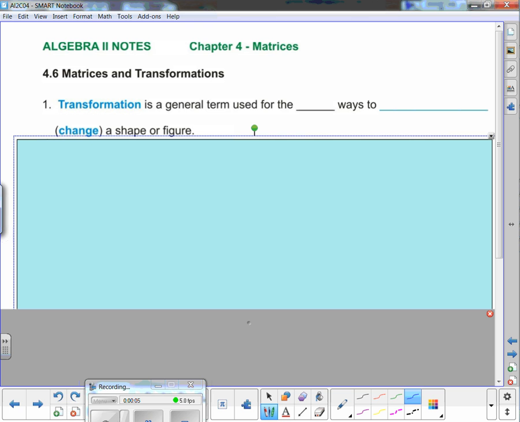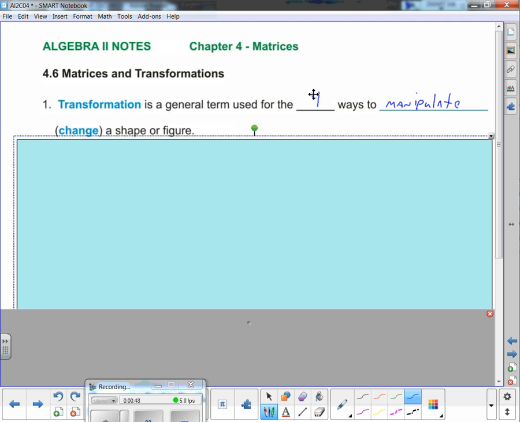All right. Last thing, 4.6, matrices and transformations. In geometry, you would have dealt with transformations, right? Rings the bell? Okay, transformations. Basically, a transformation is a general term used for the four ways to manipulate, change, a shape or figure.